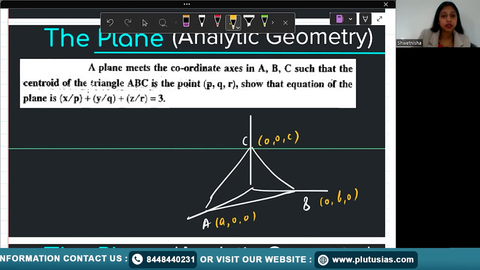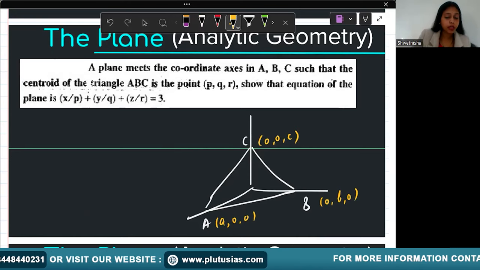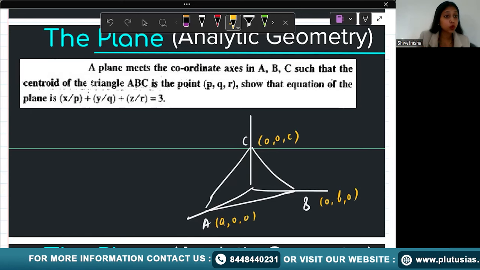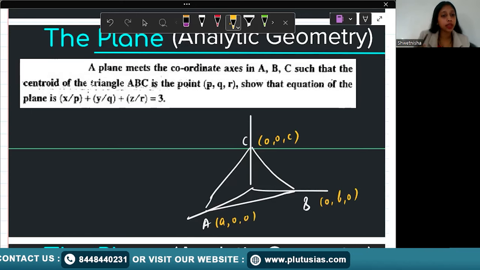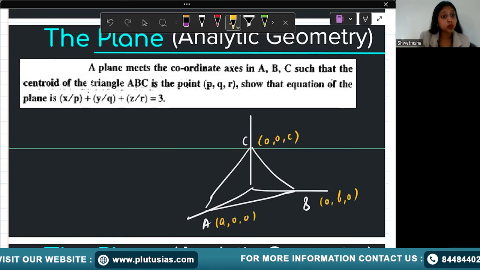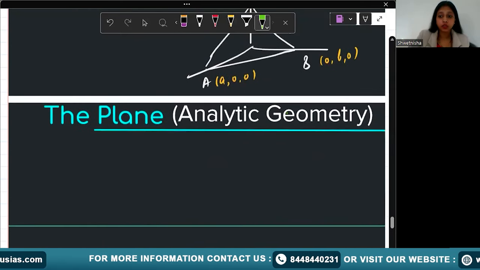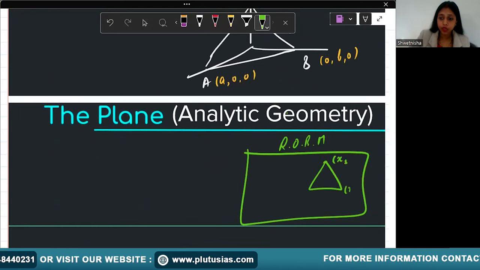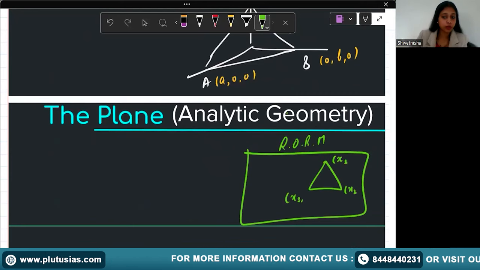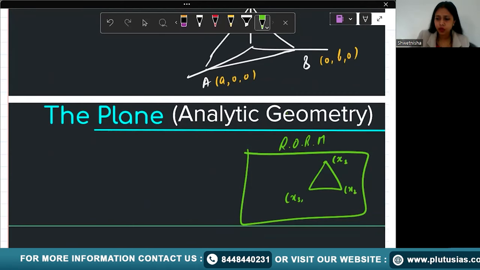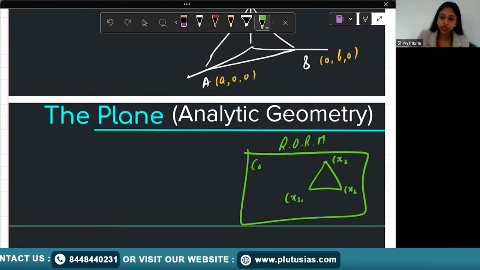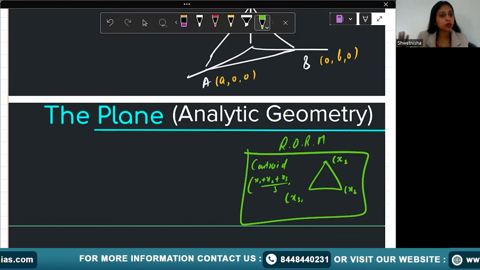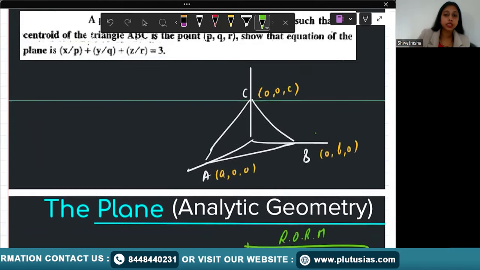It says centroid. So the centroid of this triangle I can find. That is x1 plus x2 plus x3 by 3, if these are the three x coordinates of the vertices of the triangle. You add them and divide by 3, and that's how you find the centroid. Again, if you don't know this, put it in a box, call it revision of basic mathematics, ROBM. Make a triangle, write all the points. I'm just writing the x components, x1, x2 and x3. Similarly, you write y1, y2, y3, z1, z2, z3. So the centroid is given as x1 plus x2 plus x3 by 3, comma y1 plus y2 plus y3 by 3, and so on.